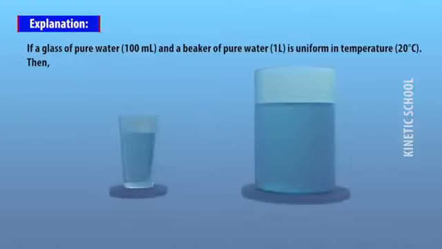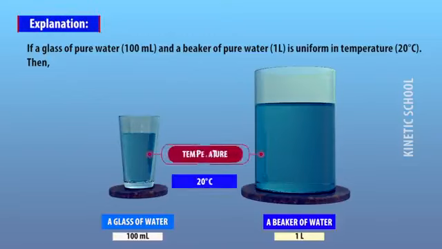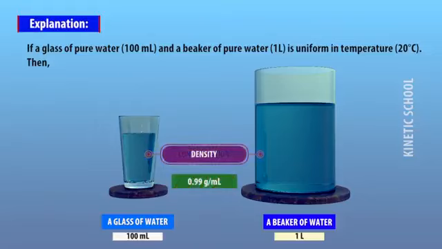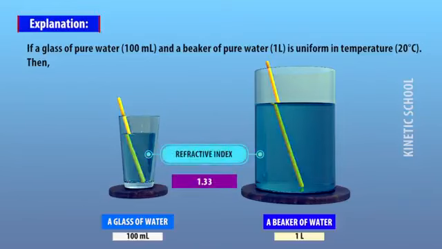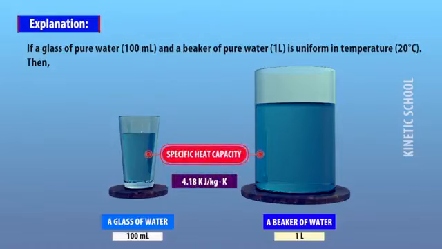Explanation. If a glass of pure 100 ml water and a beaker of pure 1 liter water are uniform in temperature, which is 20 degrees Celsius, then concentration, density, melting and boiling point, refractive index, color, viscosity, and specific heat capacity have to be the same.